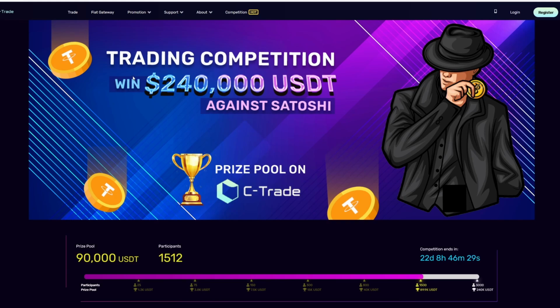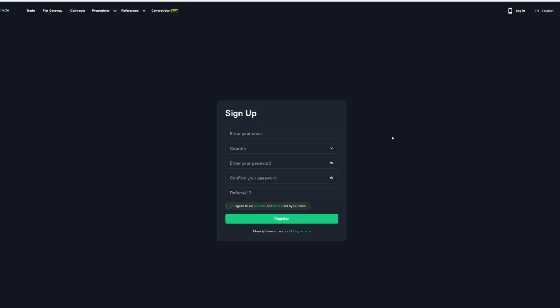So I do want to talk about how easy it is to register an account as well. Like I said, there are many reasons why people are using C-Trade, but let's talk about how easy it is to register, because that has to be at least one of them. We jump into register. All you have to do is enter your email, country, password, and your referral ID if you have one. I don't know if I have a referral ID.